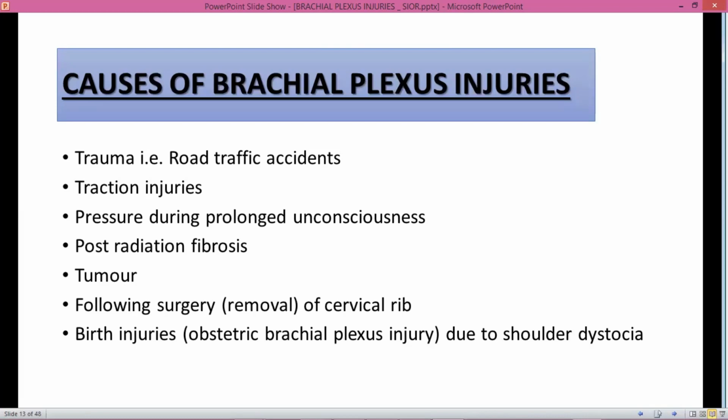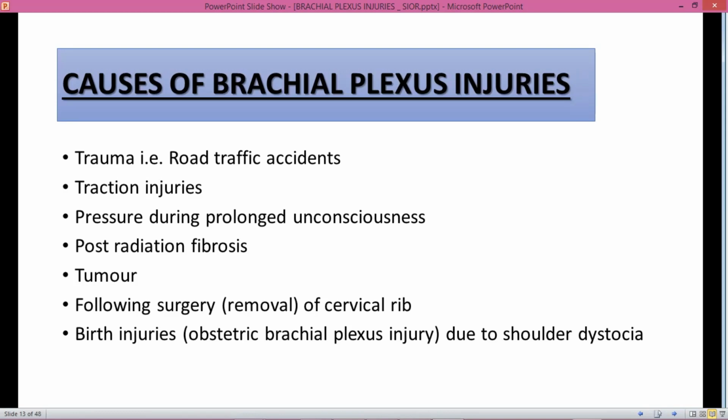There is fibrosis of the nerves around the brachial plexus, which can put pressure, especially in cases where there is a cervical rib. Following a cervical rib also, fibrosis develops, which can cause pressure on the brachial plexus. Also tumors: if there is a Pancoast tumor or any tumor of the lung with involvement of the upper lobes, it can put pressure on the brachial plexus and lead to a BPI.